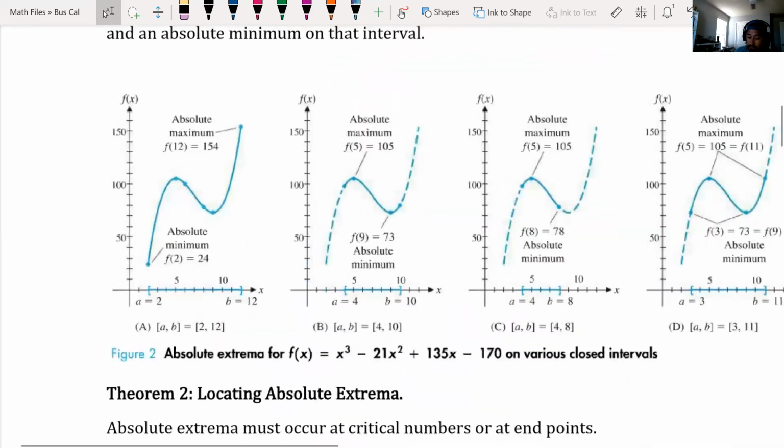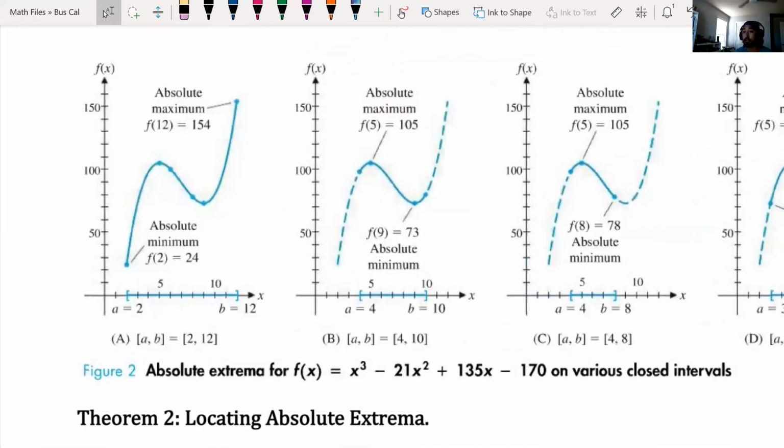Okay. So what that means is, well, let's look at the first picture. We have a closed interval from 2 to 12. So we have taken this continuous function and put it on a closed interval. And by the theorem, if you are on a closed interval, you will have an absolute minimum, which is the absolute lowest point on the graph, and you'll have an absolute maximum, the absolute highest point on the graph.